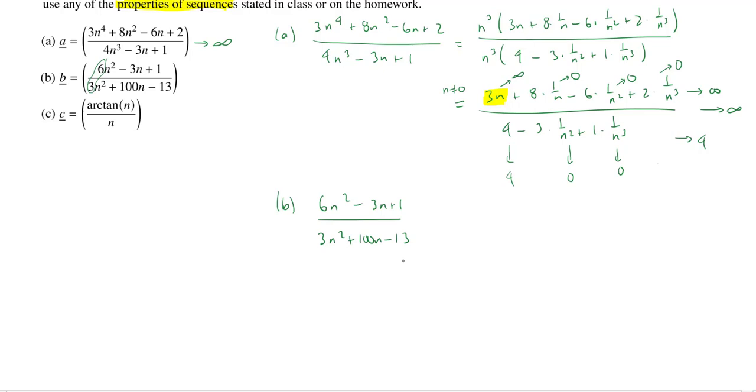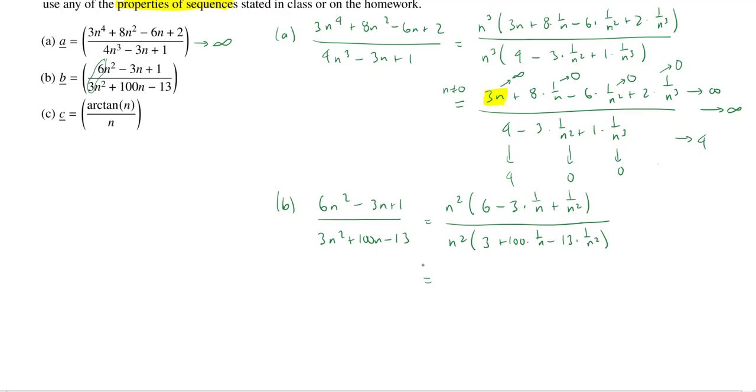And just like before, I want to factor out the lowest degree term. So in the sense of I look at the numerator and the denominator and I ask which is the lowest degree polynomial. In this case, they're the same, and the degree is 2. So I'm going to factor out this lowest degree, n squared. So in the numerator, I get n squared times 6 minus 3 times 1 over n plus 1 over n squared. And in the denominator, I factor out an n squared and get 3 plus 100 times 1 over n minus 13 times 1 over n squared.